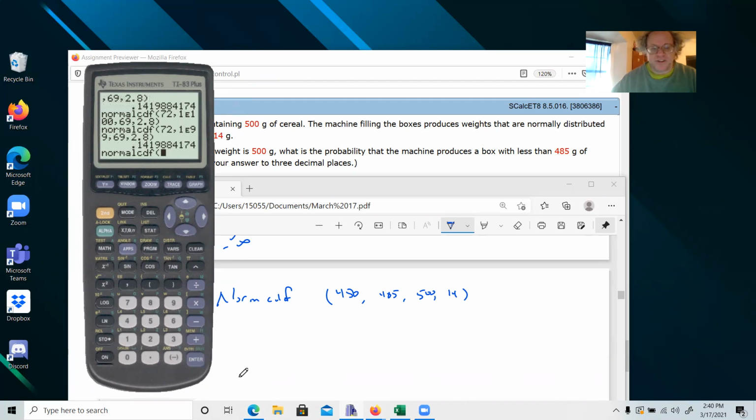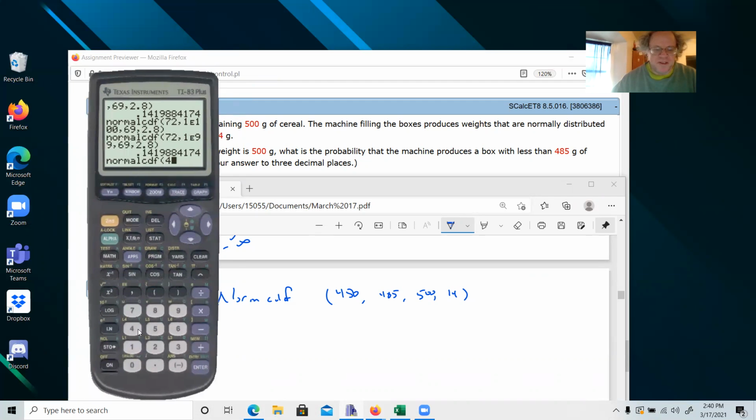If you had statistics in high school, you probably learned about something called the Empirical Rule. I got to admit, I met one student who pretty much did my entire class just with the Empirical Rule. It was impressive. Okay, 14%-ish, 0.142.